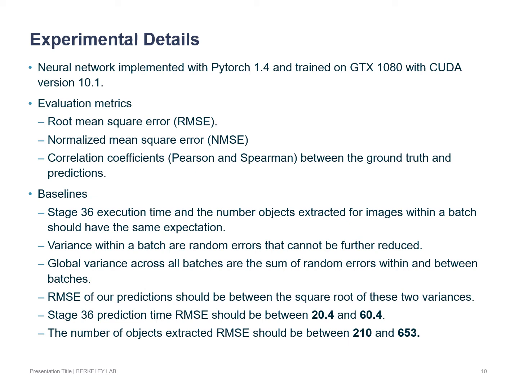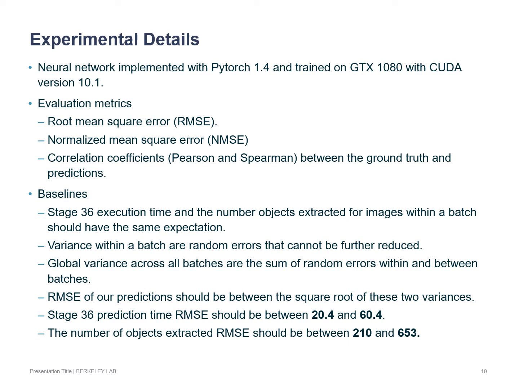We use root mean squared error, normalized mean squared error, and correlation coefficients between the ground truth and our prediction results as evaluation metrics. The baseline of the mean squared error can be set as the following. As a ground truth, images in the same batch of IPTF input stream have exactly the same input attributes available for us to make predictions.